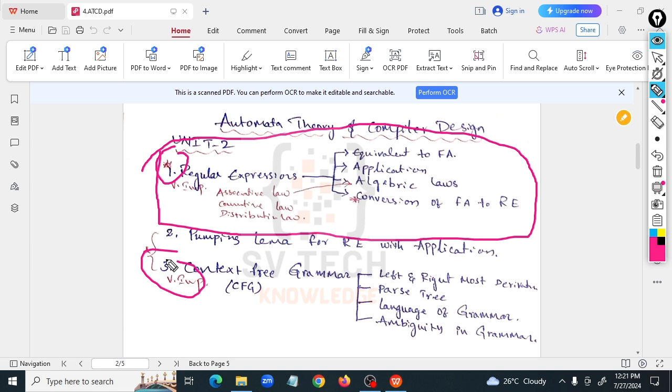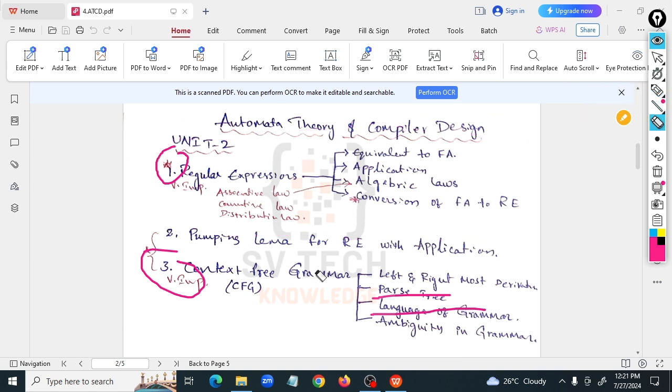Remember, either the first question or the third question will come directly for 10 marks. In context free grammar we have leftmost and rightmost derivation, then parse tree, language of a grammar, and ambiguity. This will be a long question, or else the first question, regular expressions, will directly be a 10 marks question. Okay, this is only the second unit.